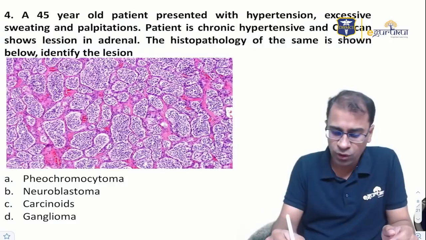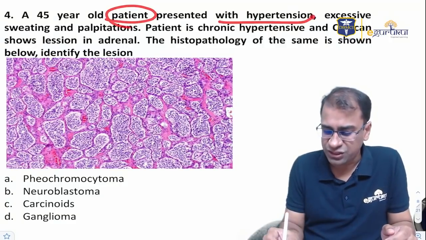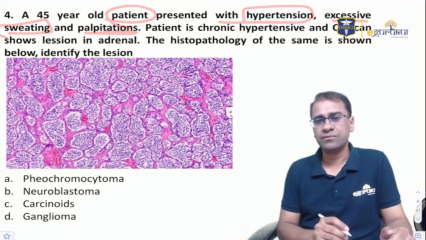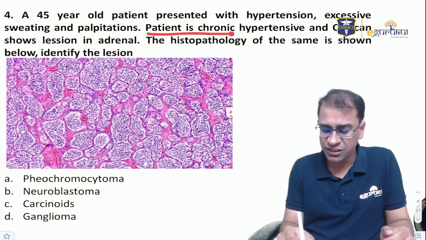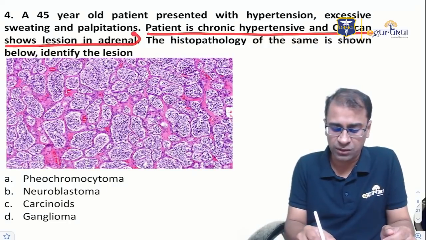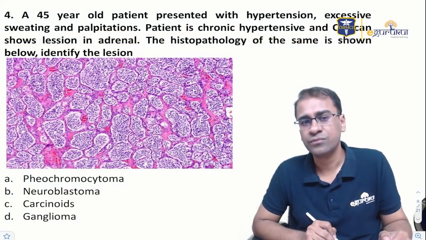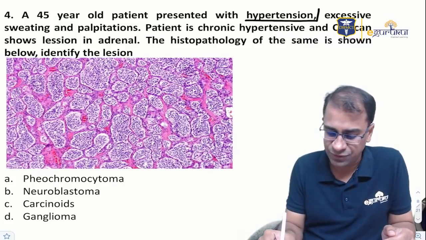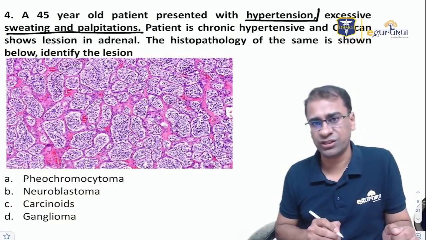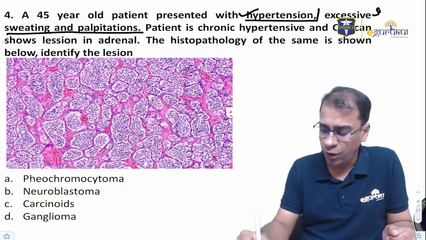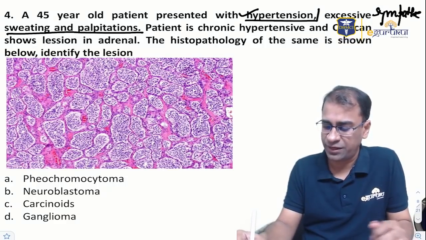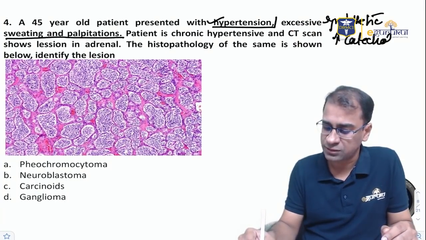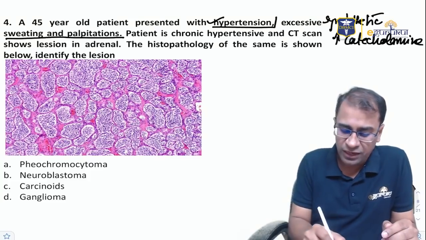A 45-year-old patient presented with a history of hypertension, excessive sweating, and palpitations. The patient is a chronic hypertensive, and CT scan shows a lesion in the adrenal. So what you see here is that the patient has a hypertensive history and there is sympathetic stimulation. Please understand, there's hypertension along with sympathetic overactivity, which can be seen in a case of increase in catecholamines, with a lesion in the adrenal.